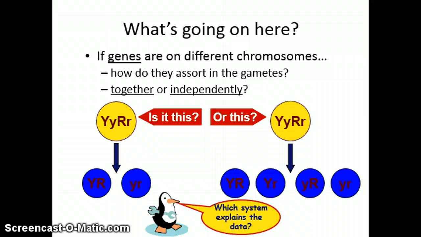Okay, so if the genes are on different chromosomes, how do they assort in the gametes? Do they do it together or do they do it independently? So we could either have it where these two end up in one and these two end up in another, this way and this way, or we could have it looking like this. And as you know, since this is a review, what we actually end up with is this here.